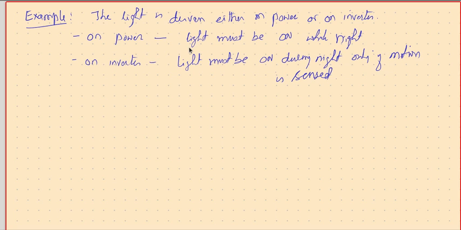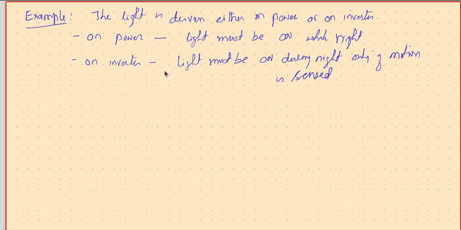But if there is no power and the system is being run on inverter, then yes, there is some limitation to the battery capacity. Therefore now we must economically use the available battery power, and hence the light must be on only when some motion is sensed. Yes, of course, during night only; nothing to be worried about during daytime. So only during night, but only when motion is sensed, the light must be on if it is on inverter.